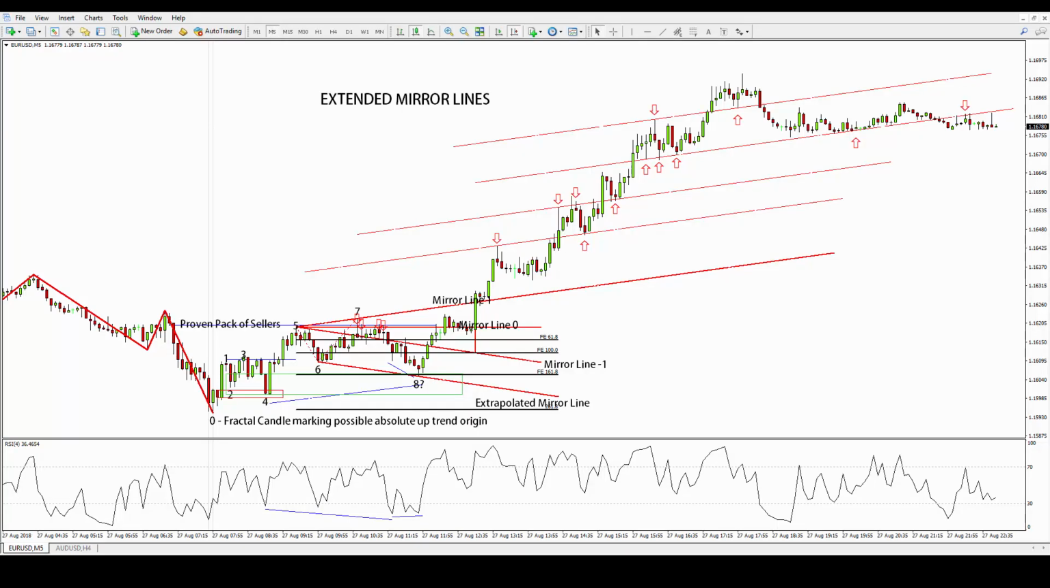Here we can see that our long trade position hit its target, but I want to grab your attention to the awesomeness of the extended mirror lines. All these upsloping red lines you see on the chart have the exact same angle as the line we draw from high number 5 and high number 7. Look at how price continues to respect the angle of this line for many candles after the origin of the mirror line. Notice also that these lines act as sloped support and resistance lines, as you can see by the red arrows pointing to the times the red lines were tested.